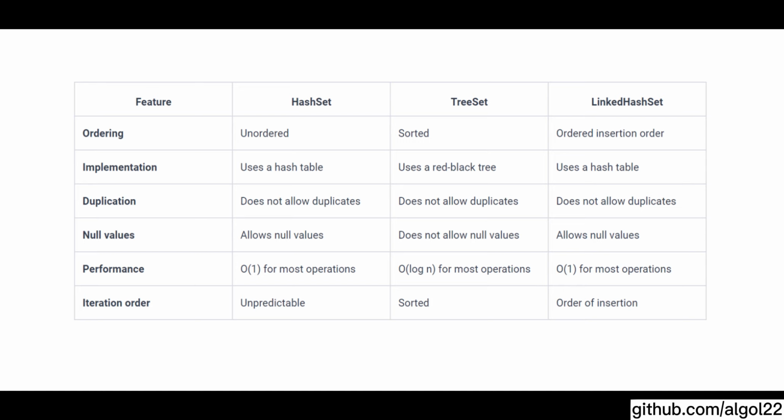HashSet does not guarantee the order of elements, does not maintain the insertion order, and allows null elements. TreeSet maintains the elements in a sorted order, which can be natural ordering or specified by a comparator. It does not allow null elements and is slower than HashSet due to maintaining the sorted order. And LinkedHashSet maintains the insertion order of elements, allows null elements, and is slower than HashSet but faster than TreeSet.